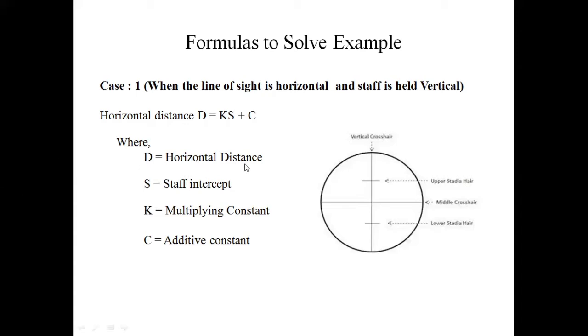Here D is the horizontal distance, S is the staff intercept. The staff intercept is the difference between the upper stadia hair and the lower stadia hair. This difference S is called the staff intercept. Therefore K is the multiplying constant, and C is the additive constant.